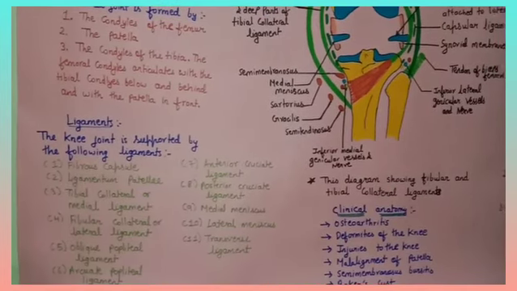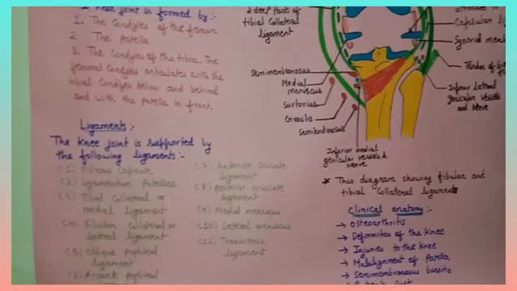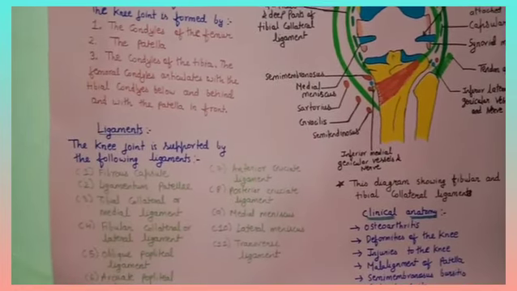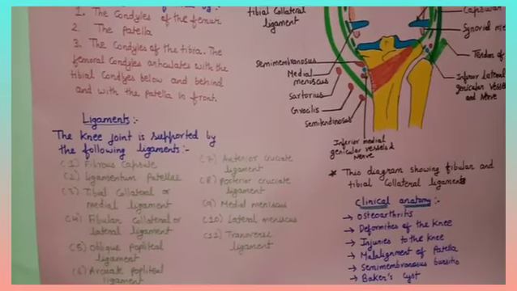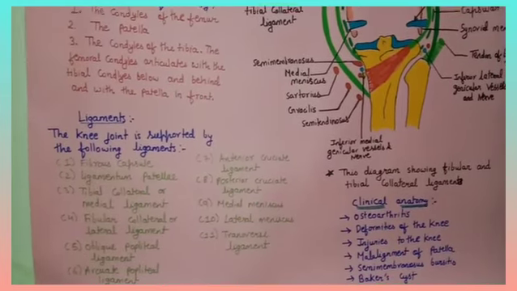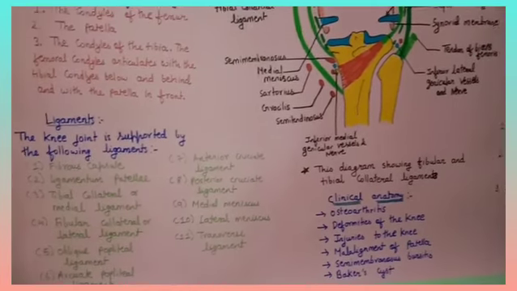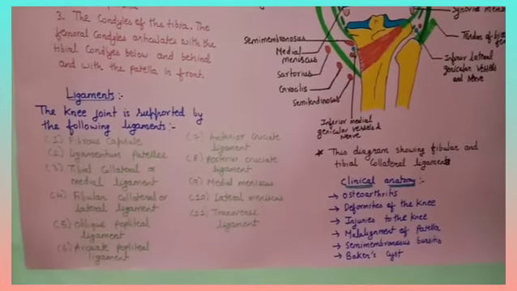Now posterior cruciate ligament, it begins from the posterior part of intercondylar area of tibia, runs upward, forward and medially, and it is attached to the anterior part of the lateral surface of medial condyle of femur.